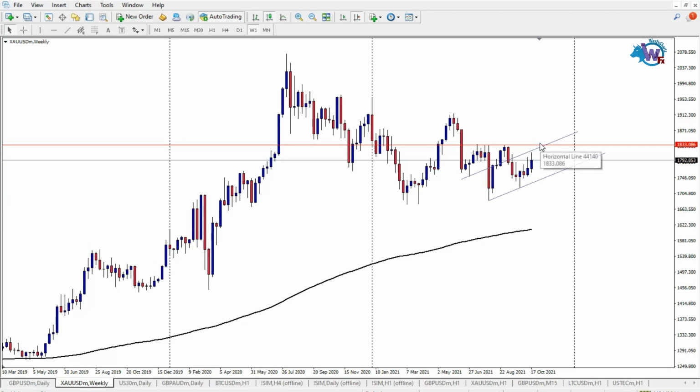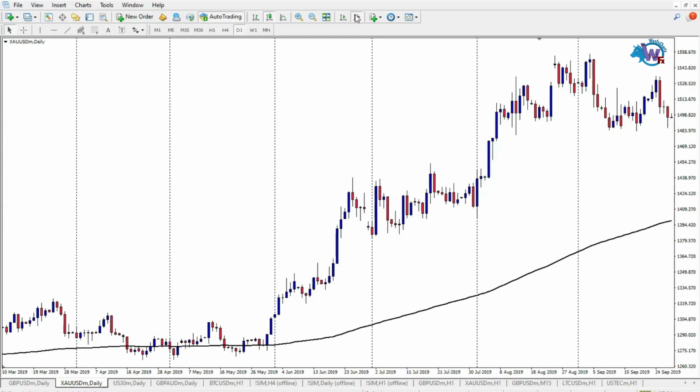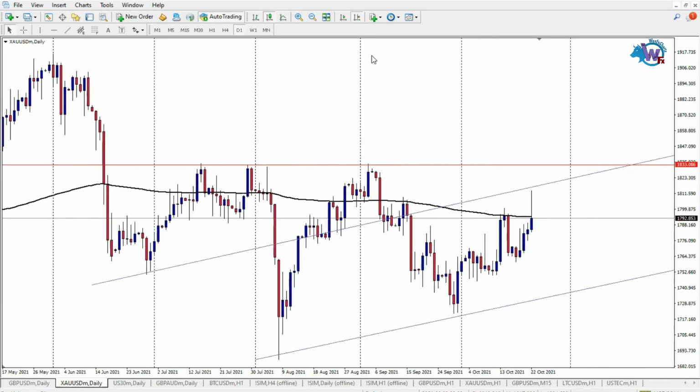A push at least to 1833 area within the week, and then probably a sharp rejection from that area to the downside. So ultimately, I'll be focusing on the buys for gold. So gold, I'll be bullish at least to 1833 price level. So let's see what the daily has for us.